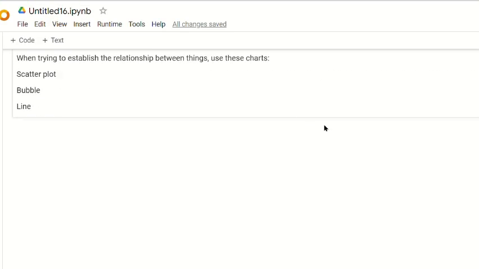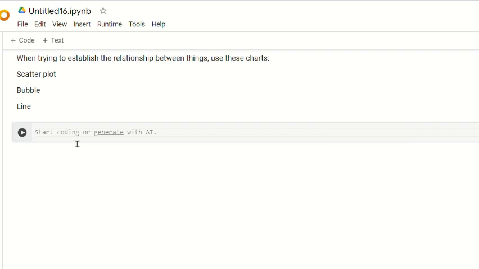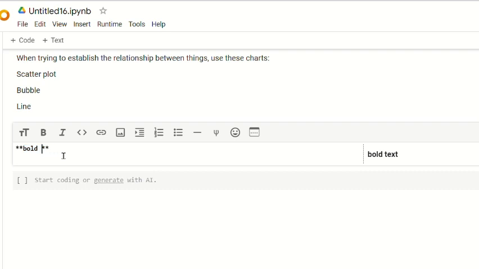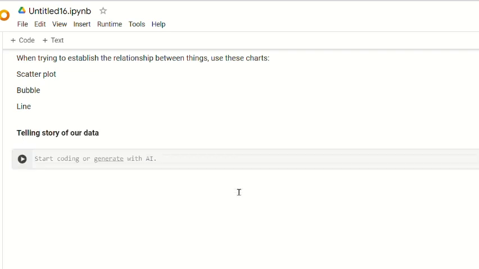So it's basically about telling the story of the data. So this is all about visualization and graphs.